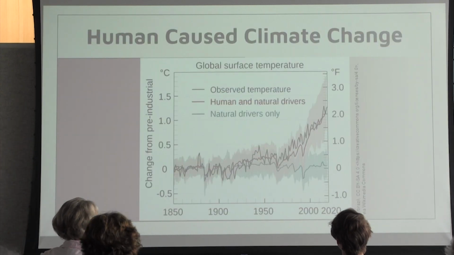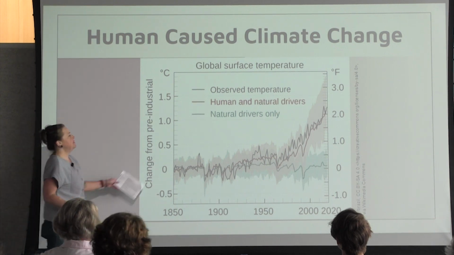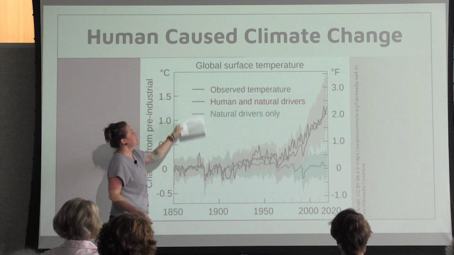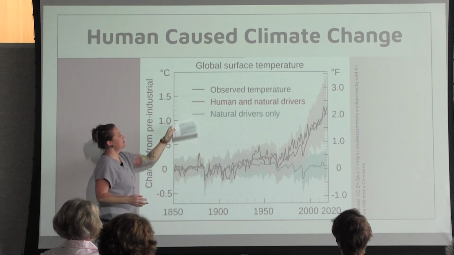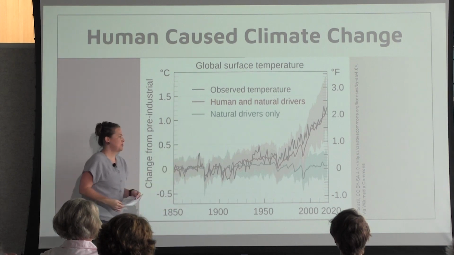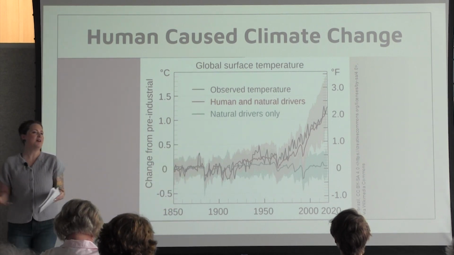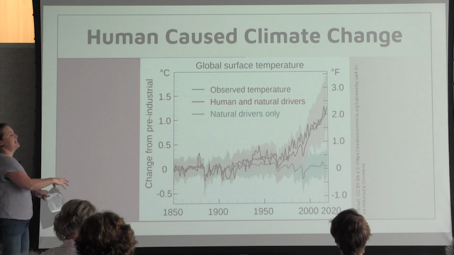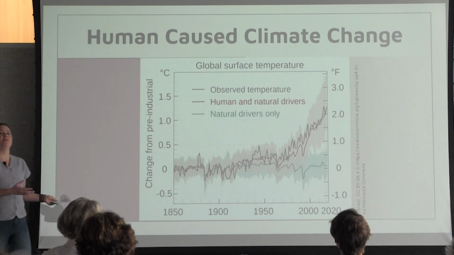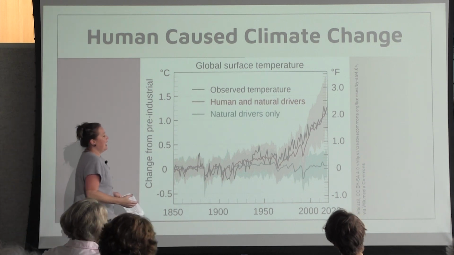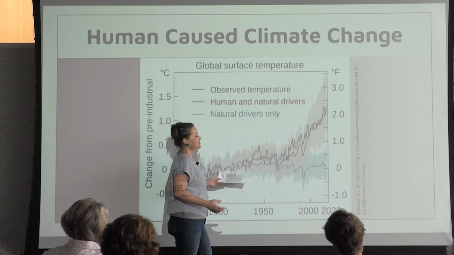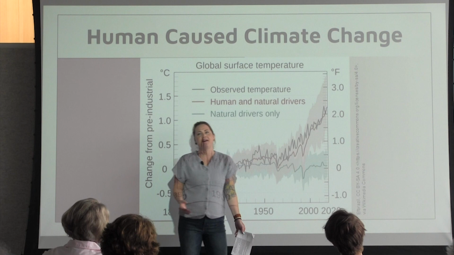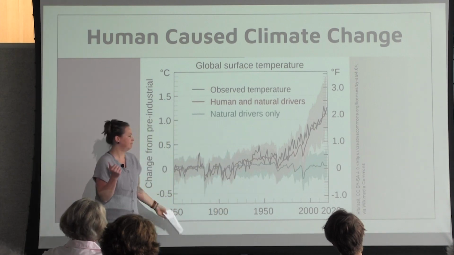But now what if we could take humans out of the equation? Would it still go up? So this graph is looking at the observed temperature, which is the black line, the human and natural drivers combined, which is the red line, and natural drivers only. So this is a thought experiment. This is basically taking data out of the model and seeing how the data runs. And what you can see here is that if we take humans out of the equation completely, we're hanging out on that flat line that I just showed you.